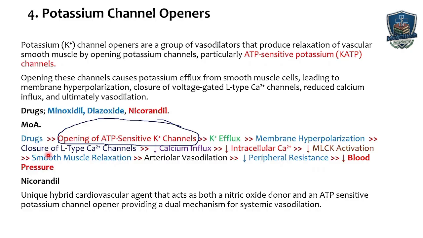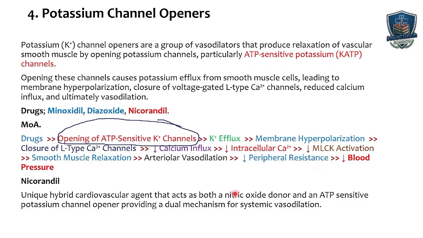So the last drug is Nicorandil. Nicorandil is a unique hybrid cardiovascular agent that acts both as a nitric oxide donor and an ATP sensitive potassium channel opener, providing a dual mechanism for systemic vasodilation. So this drug acts as a nitric oxide donor, and also as a potassium channel opener. So it has got a dual mechanism.